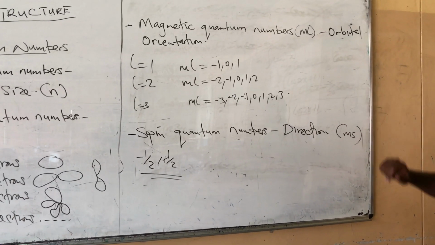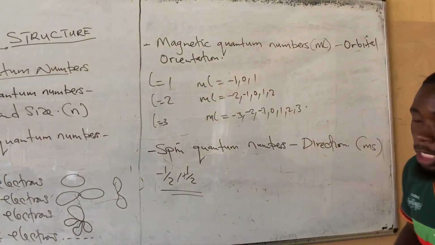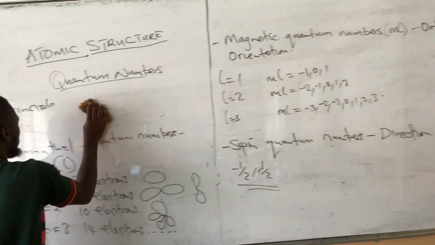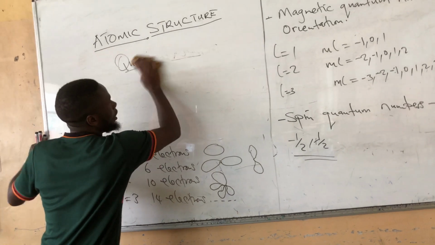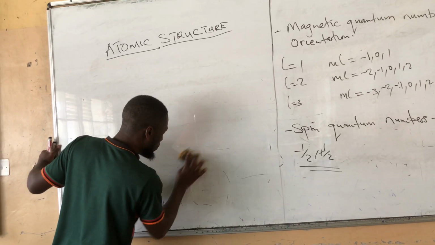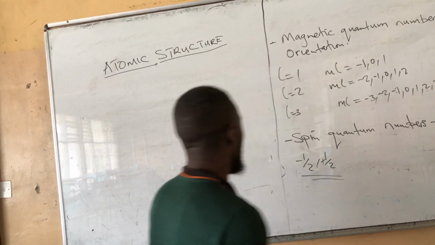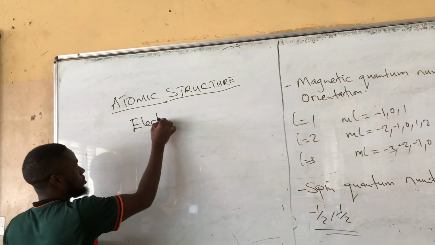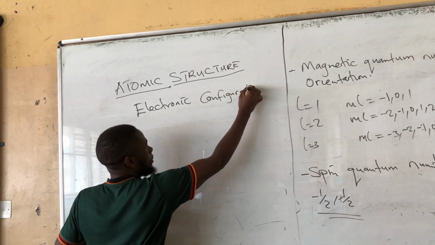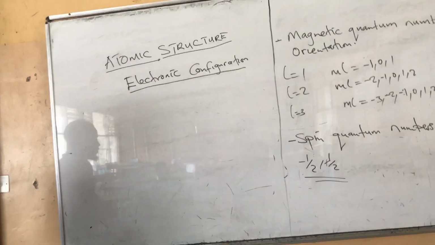For us to understand these magnetic quantum numbers, we need to understand what we call electronic configuration and orbital diagrams. So from here, let me go to electronic configuration so that we can understand certain principles like the Aufbau principle, Hund's rule, and Pauli's exclusion principle. So let's do electronic configuration.